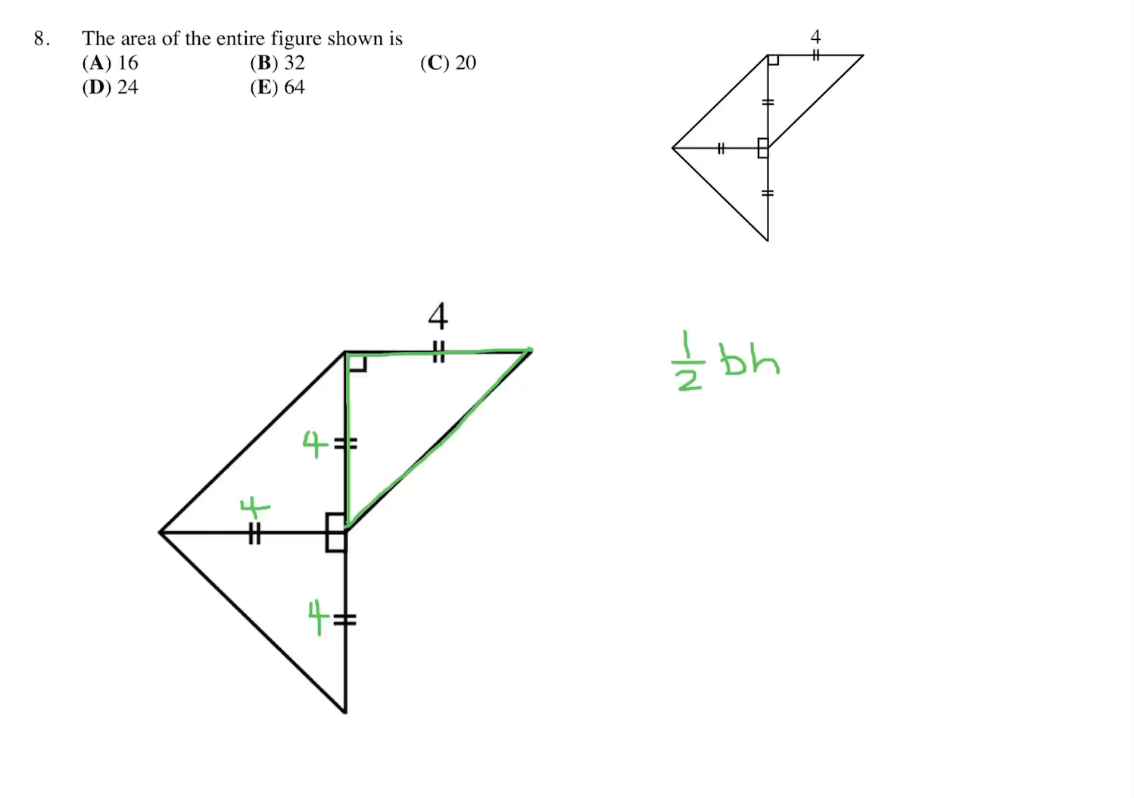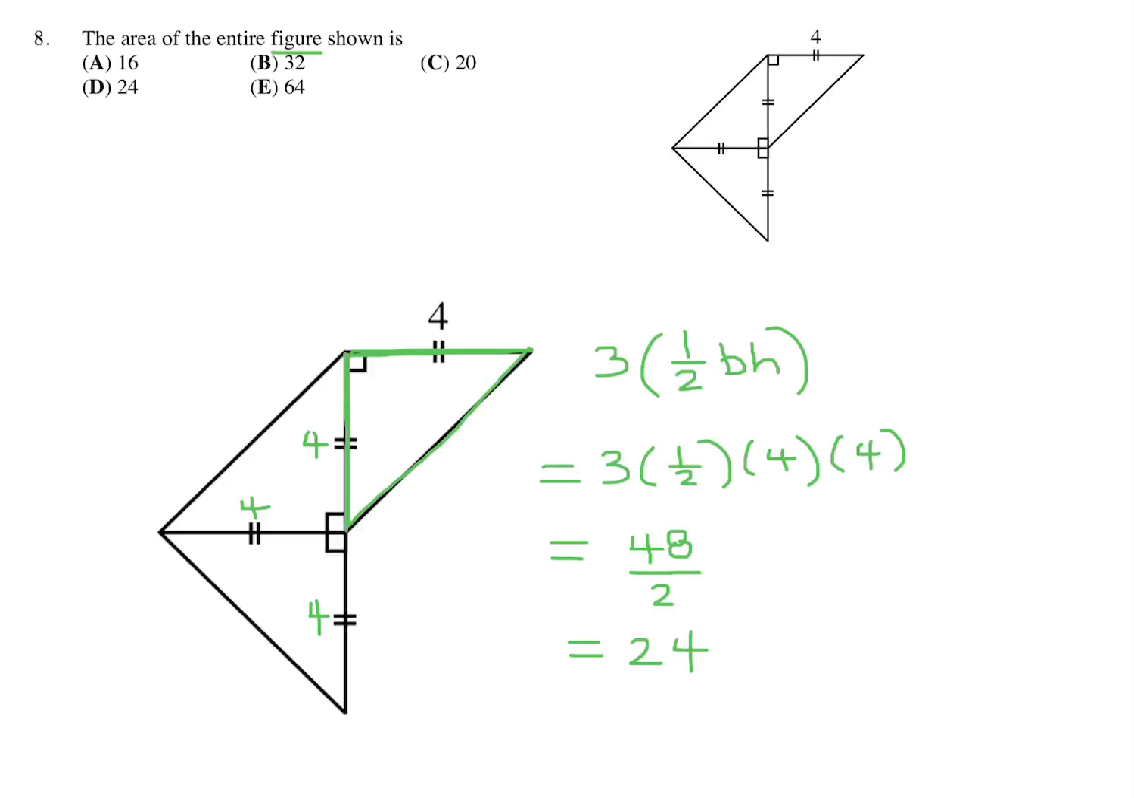But we've got 3 triangles that are exactly the same. So our figure is going to be 3 times 1/2 base times height. All right, so let's work with this. What's our base? In any triangle, the base we can call that side, which is 4. And then the height is this side, which is also 4. So this looks like 3 times 4 times 4, which is 48, all divided by 2, and that is 24. So the area of this figure is 24, and therefore 8 is D.